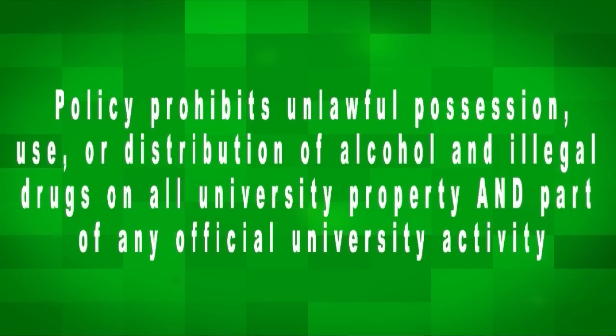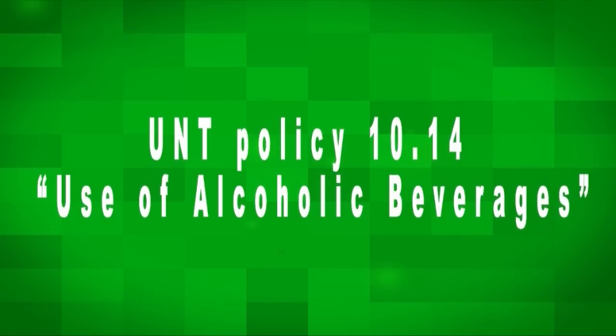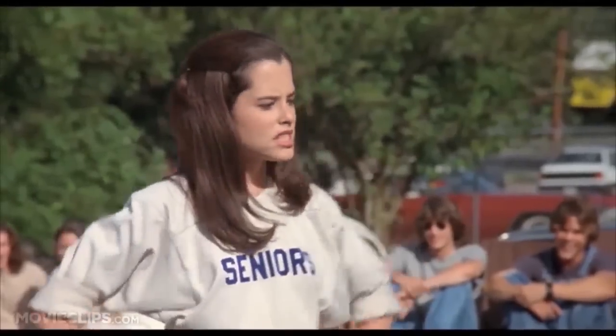Student organizations desiring to sell, serve, or consume any type of alcoholic beverage on campus must obtain permission at least 10 business days in advance via the Alcohol Use Request Form, with the exception of the Union, Gateway Center, and Apogee, all three of which arrange presence of alcohol and distribution. If an organization desires to have alcohol at an on-campus event, please refer to Policy 10.14, Use of Alcoholic Beverages, for more info.